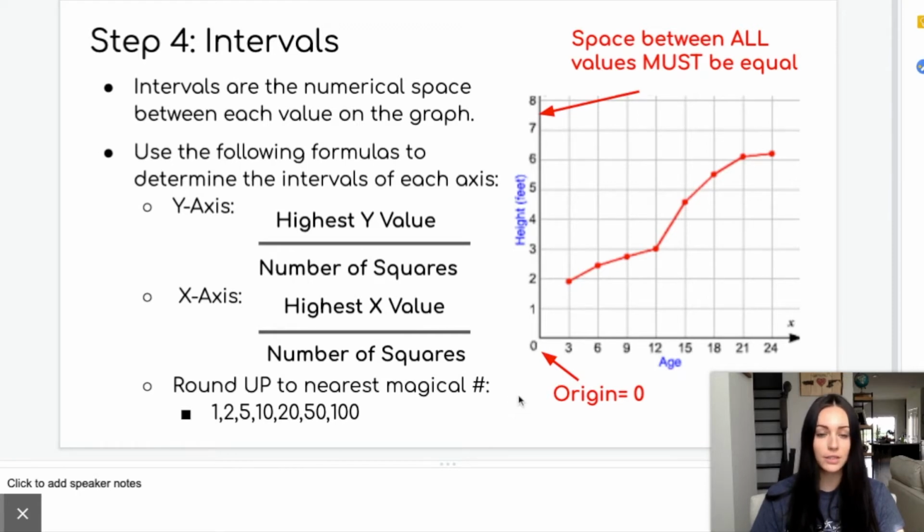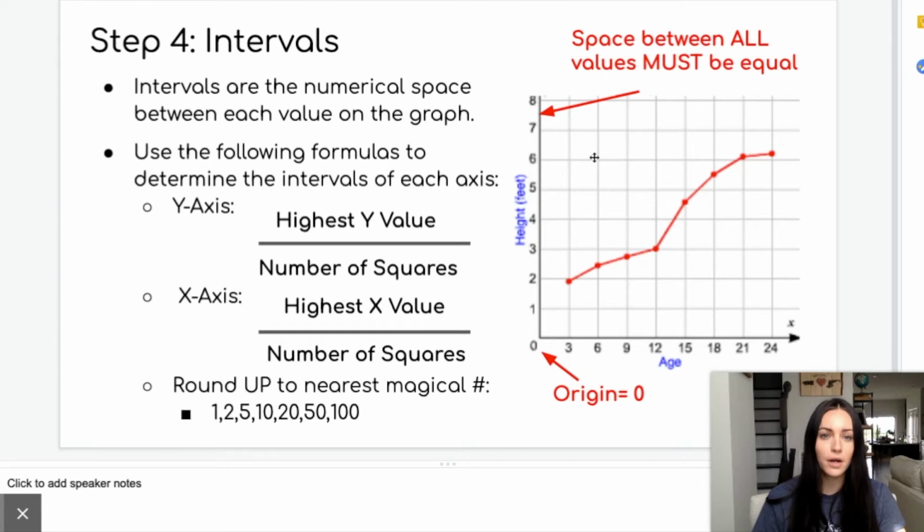A couple of things to take note of here when creating your graph is that the point at which the y and x axis intersect is called our origin. In almost all cases, our origin should be equal to 0. Now, there are some strange cases, such as with time and years, where we may need to start at a different number. But for our purposes now, our origin should always be equal to 0.